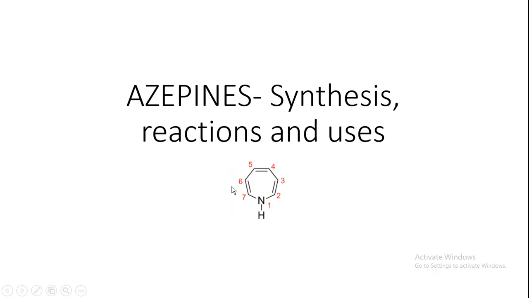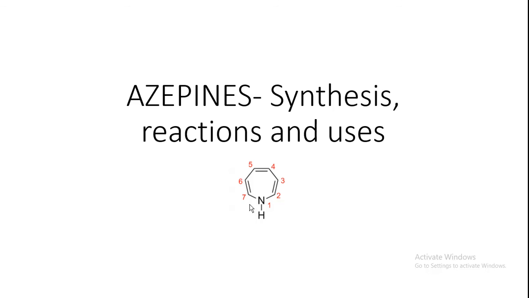So see the structure of azepine. This is the structure of azepine. It is a nitrogen containing 7-membered ring heterocyclic compound. So you see this nitrogen 1, 2, 3, 4, 5, 6, 7. Okay, so it's very important. So azepine is a nitrogen containing 7-membered ring heterocyclic compound.